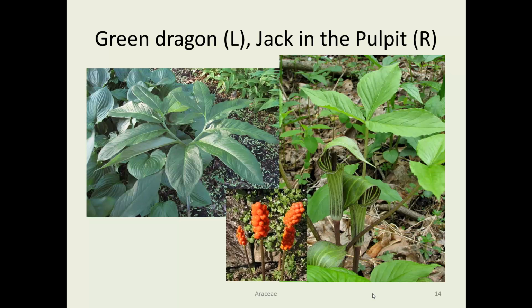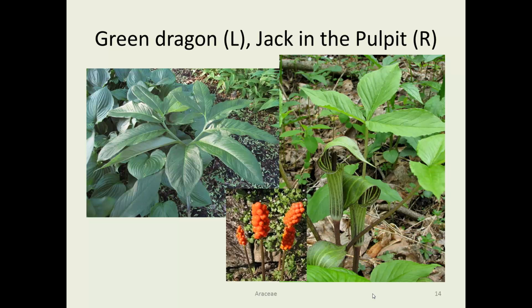Green dragon, not a dragon, it is green, on the left, and jack-in-the-pulpit on the right. There isn't a fruiting body, there isn't a flower, on the green dragon, but the leaf structure is so interesting that I thought that was more interesting to show you anyway. And on the right, the jack-in-the-pulpit's very famous. Sometimes the little jack down in there is white, sometimes it's maroon like those.